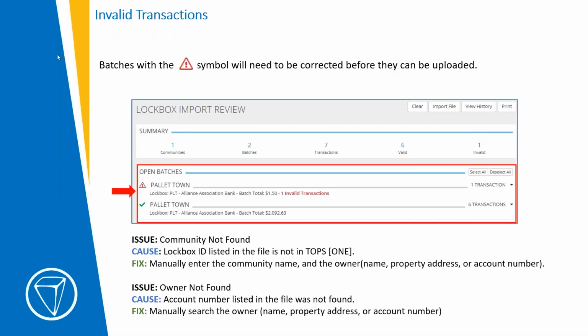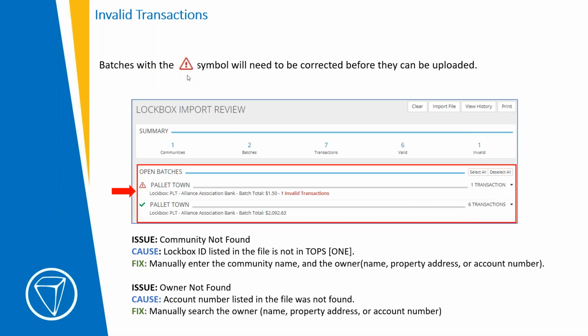Now let's talk about invalid transactions. There's no way you can miss them. I mean, I'm sure there's a way, but batches will show that little exclamation mark symbol in red. Red usually means look for what's going on. So that little exclamation mark symbol has to be corrected before you can upload the file. So if you have an invalid transaction, you will need to correct that by simply clicking on the line item with the invalid transaction and then correcting the owner.